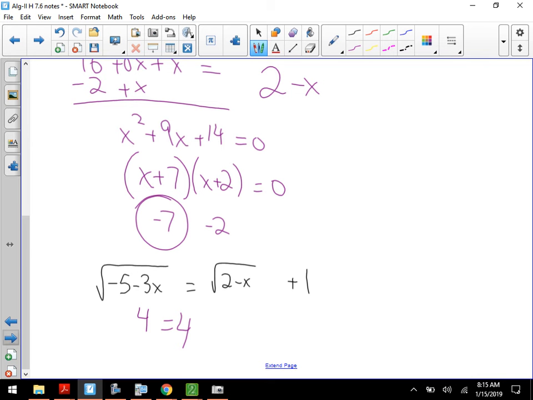I do that again with the negative 2. Negative 3 times negative 2. Negative 5 plus 6, 1. Okay. If I do that with the negative 2, I get 1 on the left. Negative 2 minus negative 2. Negative 2 minus negative 2. 4. Square root of 4. 2 plus 1. That is a no.